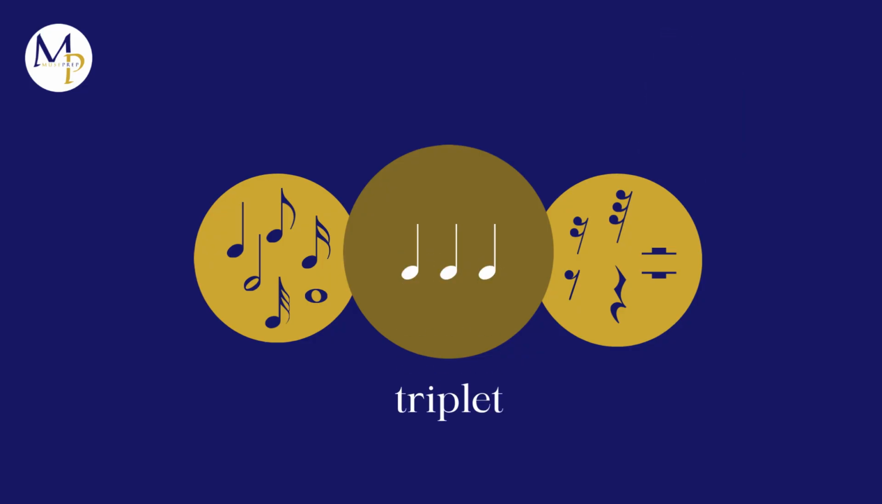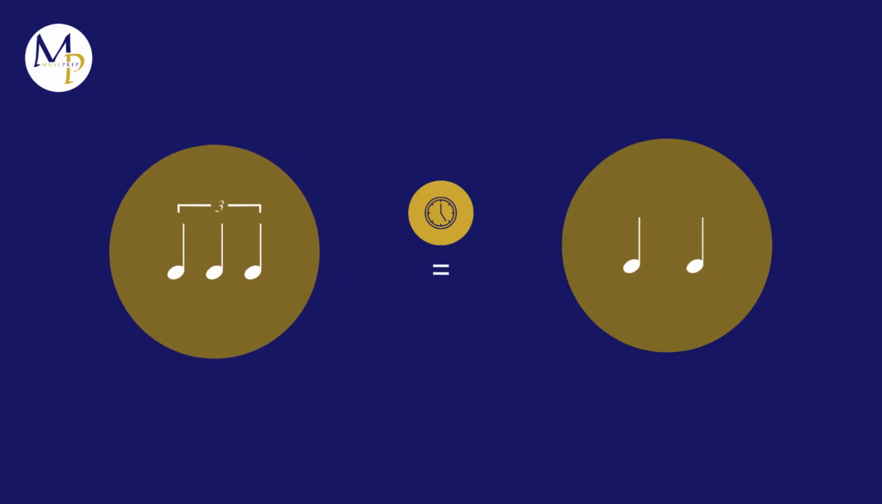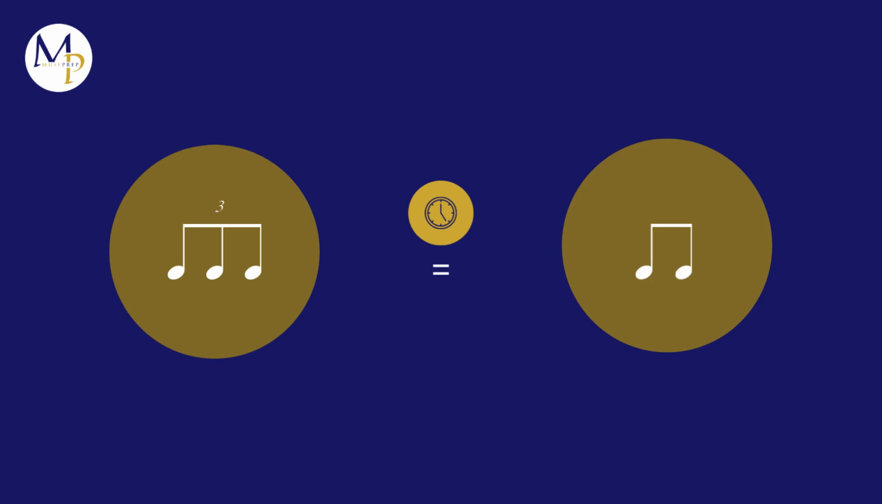We place a bracket with the number 3 over or under the notes. This indicates that the 3 notes belong together and together last as long as 2 regular notes of the same value. In the case of eighth note triplets, the 3 notes equal the duration of 2 eighth notes.